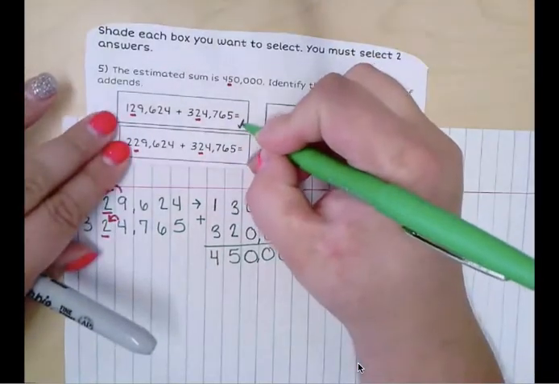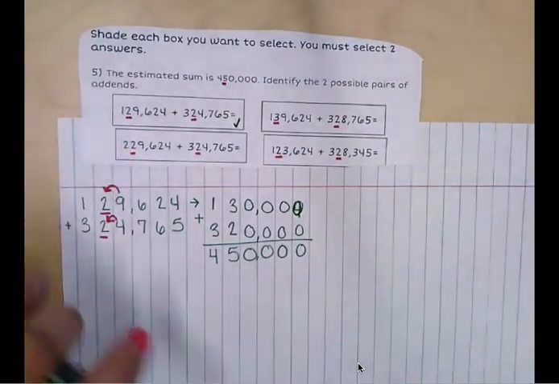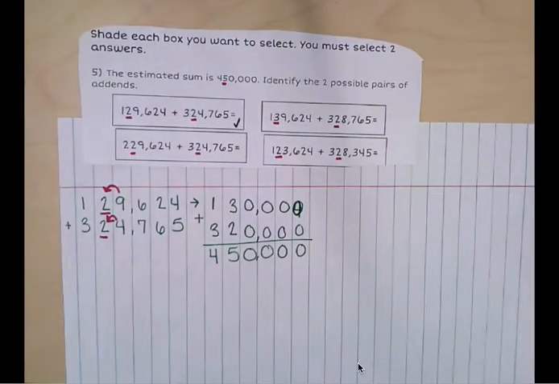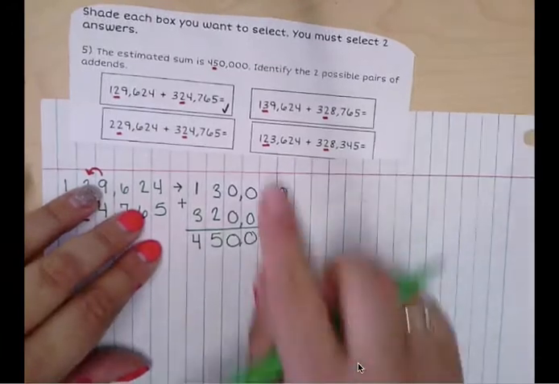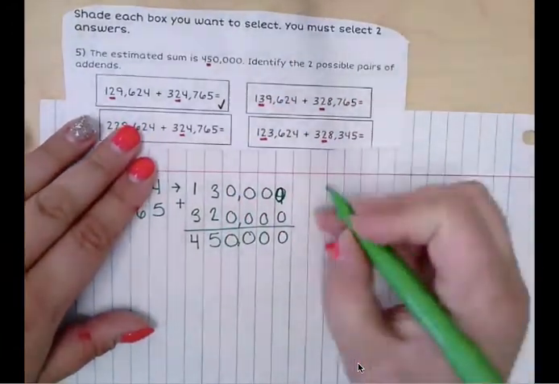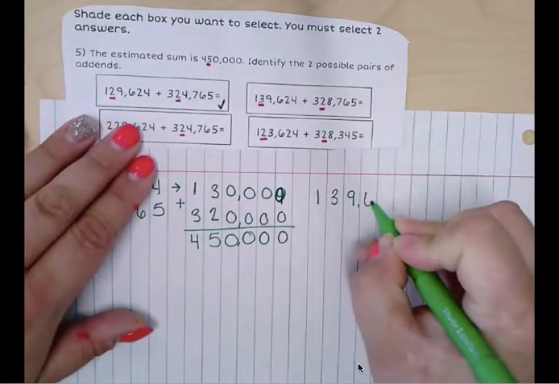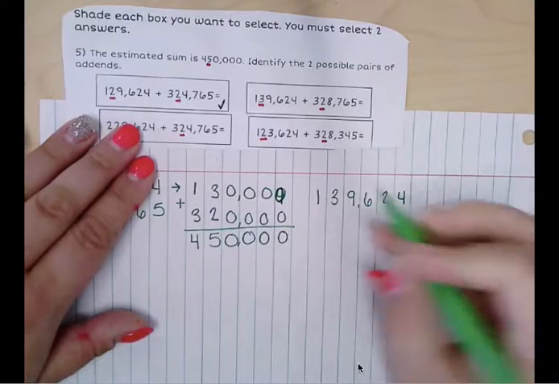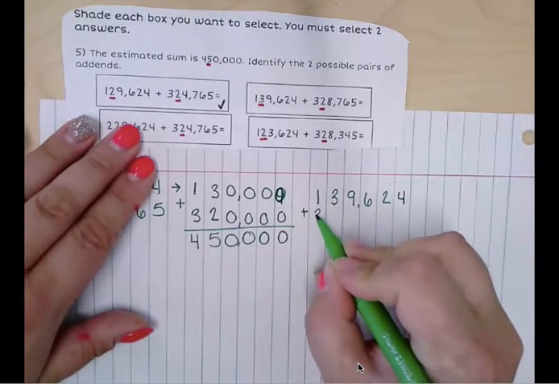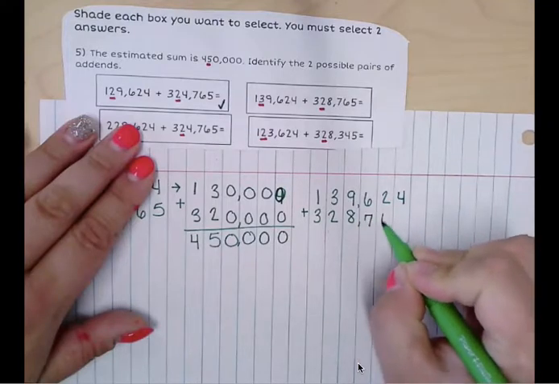I'm going to put a little check right there, just because I'm going to make sure that I only have one other answer. So the next thing I'm going to do is write down this problem. I have 139,624 plus 328,765.